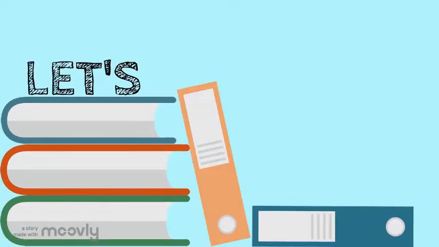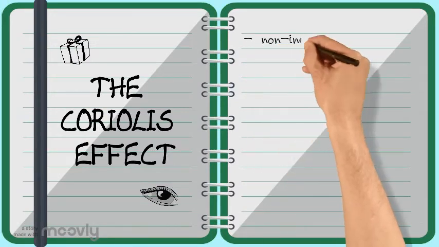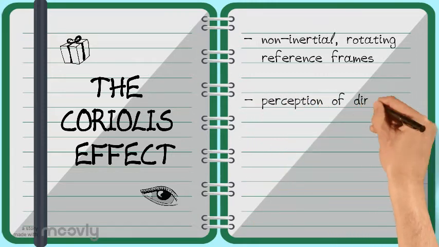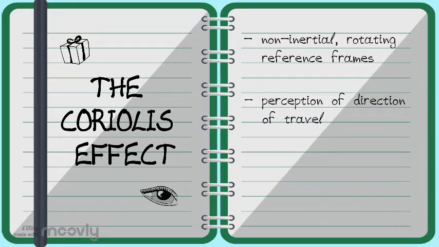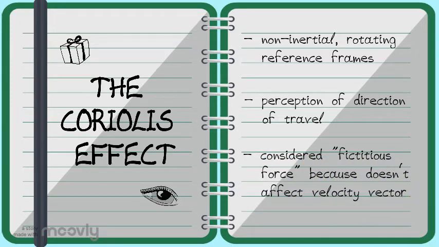Let's talk the Coriolis effect. The Coriolis effect is a phenomenon that occurs in rotating non-inertial reference frames that affects the perception of an object's direction of travel. A common misconception about the Coriolis effect is that the effect is a force itself, but this is not the case, as it is actually the direct result of our rotation, the viewer, and not the object's.